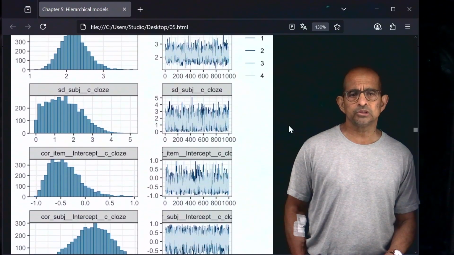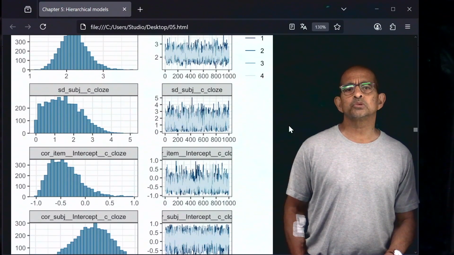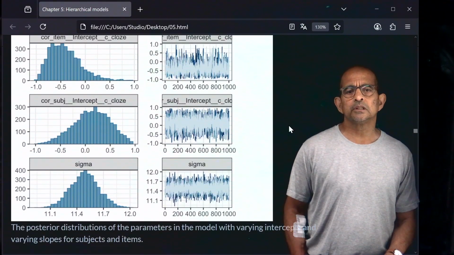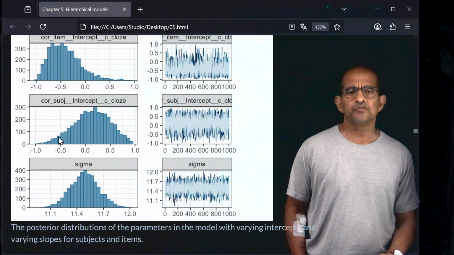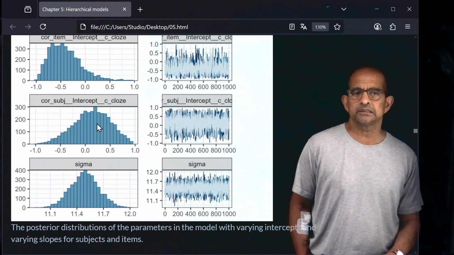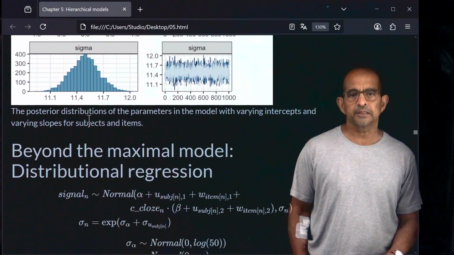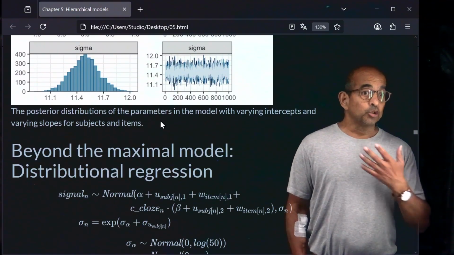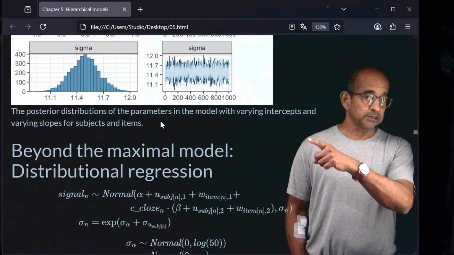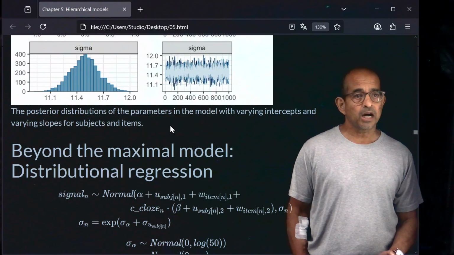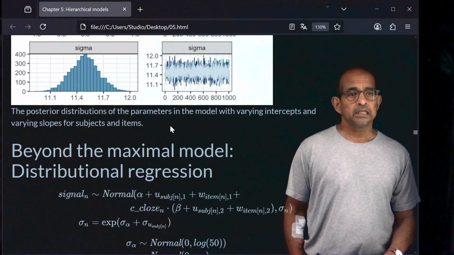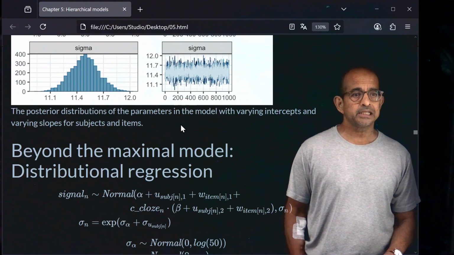So these are all the parameters. Now I won't go through each one of them, but you can just quickly eyeball the correlations. So take a look at this correlation, for example, very widely spread out between -1 and +1. So we hardly learned anything from the data there. Okay. But it's good to have that correlation, and that was the famous paper by Dale Barr and colleagues in 2013 in the Journal of Memory and Language.